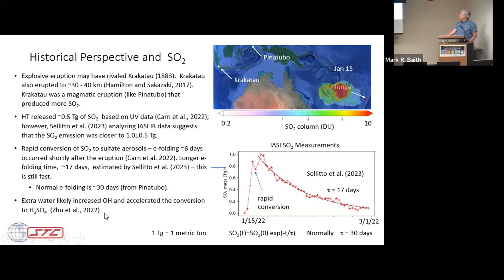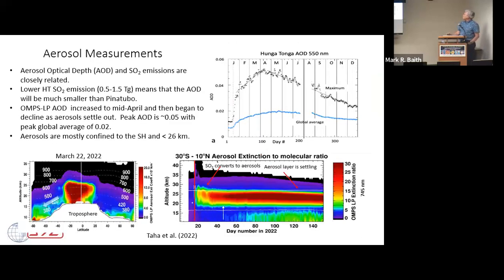Why did that happen? Well, the extra water likely increased OH, which is used to convert SO2 into H2SO4 through a number of reactions. And so Zhu pointed this out, or Zhu simulated this process in a Nature paper. Okay, so let's look at the aerosol measurements. So the sulfur dioxide goes up into the cloud and it's converted to sulfate aerosols, basically a sulfuric acid droplet, and it grabs water molecules around it and forms an aerosol.